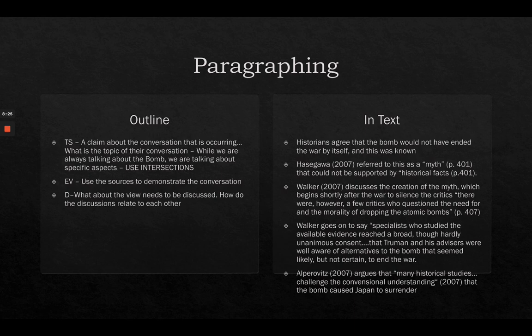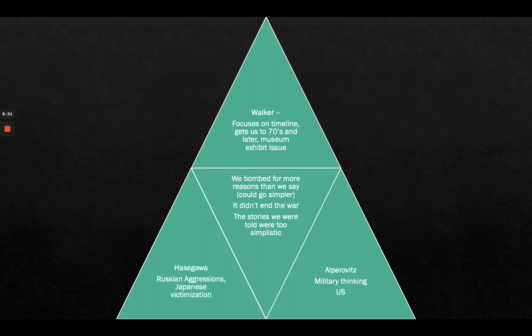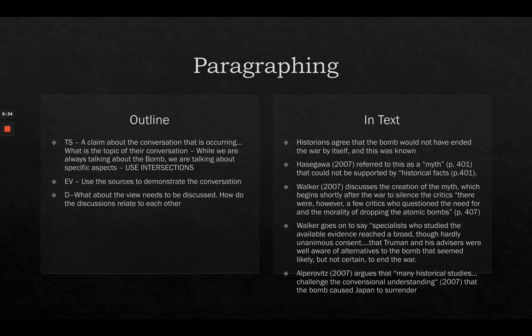So we could say, historians agree that the bomb would not have ended the war by itself. Is that part of the reasonings? Yeah. This is saying that the reasoning was it ended the war. We're like, but that's not really the reasonings. They knew, and that's why this was added to this topic sentence. They knew at the time the bomb was not going to end the war, or that other things could have ended the war. And then I'm going to provide evidence.